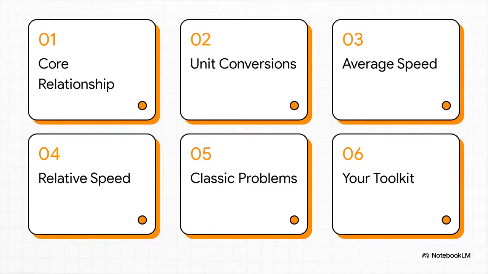We're going to start with the absolute bedrock, the core relationship of it all. Then we'll get into what I call the universal translator for units. From there, we'll tackle how to figure out average speed and then the really cool concept of relative speed. And once we have all that, we'll use it to finally solve those classic problems and wrap it all up with a problem-solving toolkit you can take with you anywhere.